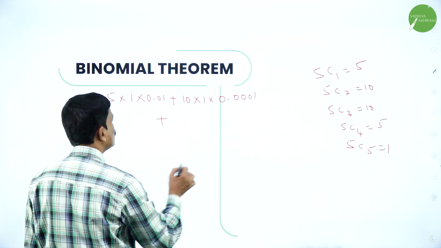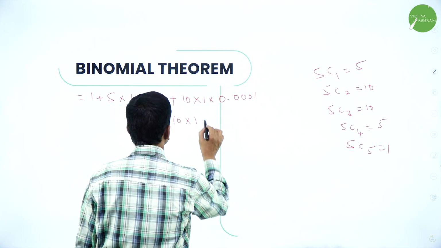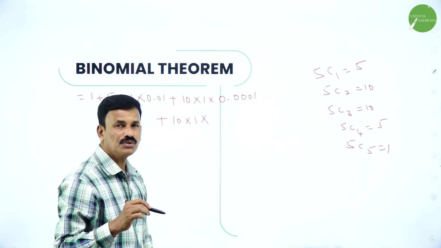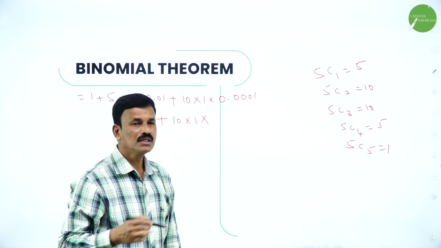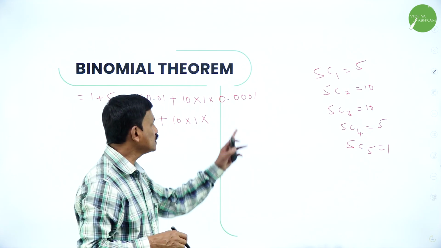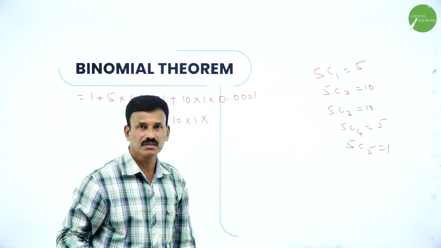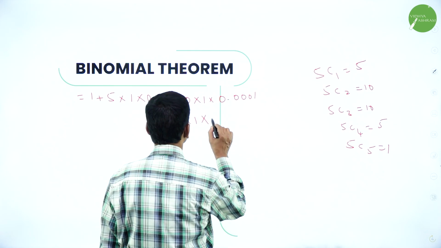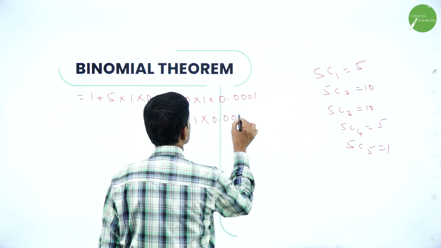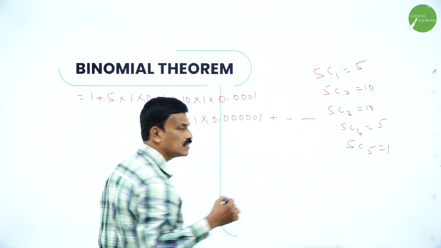What is 5c3? 5c3 is equal to 10 into 1 square is 1 into 0.01 whole cube. That is nothing but 0.01 into 0.01 into 0.01. Just multiply 0.001 into 0.01. So point followed by 5 zeros, 0.000001, and plus neglecting all the terms.